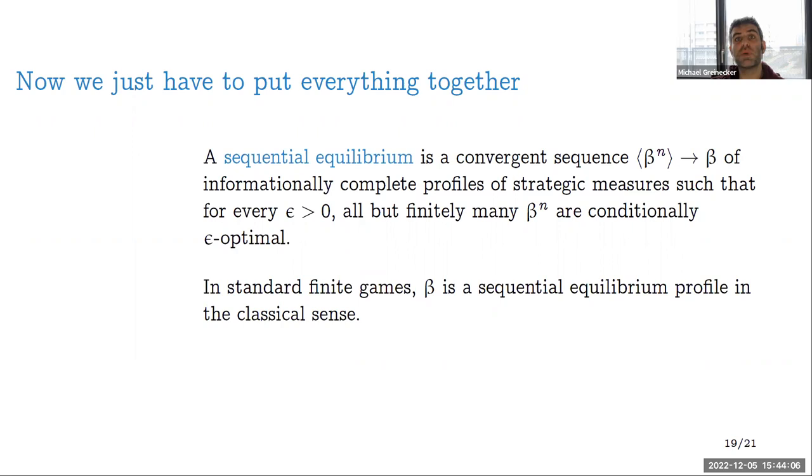And since I made a big production of all these continuity and so on conditions, of course, a sequential equilibrium exists. Now, the proof is as close as possible to the proof that extensive form perfect equilibria exist. We want to construct some kind of perturbed strategy spaces, find Nash equilibria for those, and take limits as epsilon goes to zero.